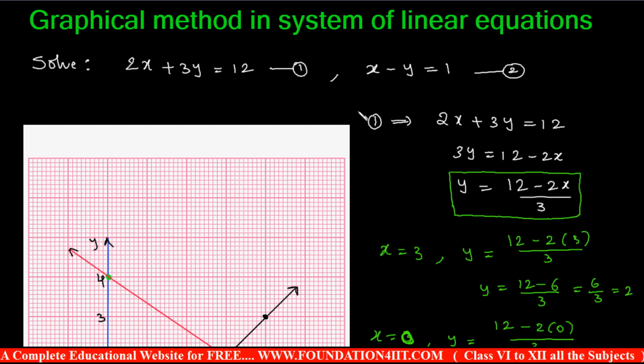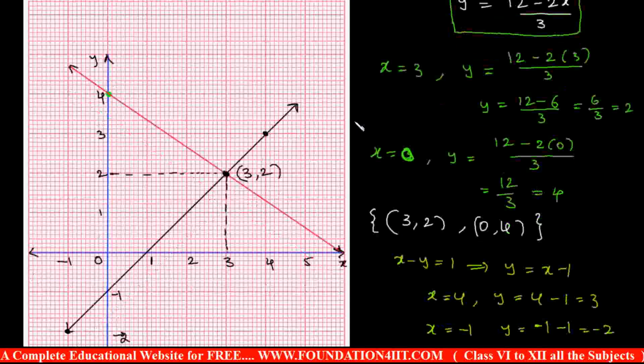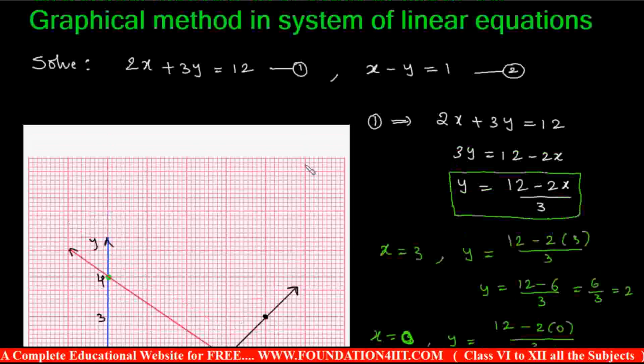For separate equations, you draw separate straight lines. Two lines will join at one point. If they're not joining, extend them somewhere and they will surely join. If they're parallel, they never intersect, and in some cases they will coincide with each other. Okay, this is the graphical method in a system of linear equations.